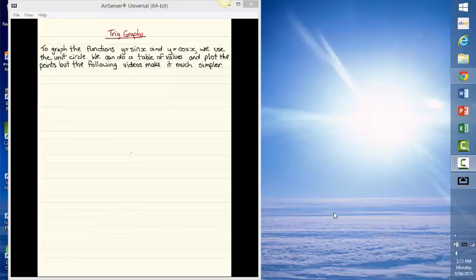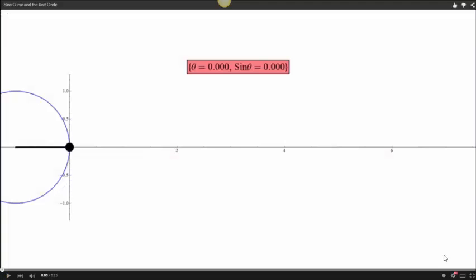So what we're going to do is switch over to a couple of videos off YouTube that will show you how the graphs are related. So what we have here is the unit circle, and we're going to be graphing sine. So remembering that sine talks about the height of the triangle that's within that unit circle.